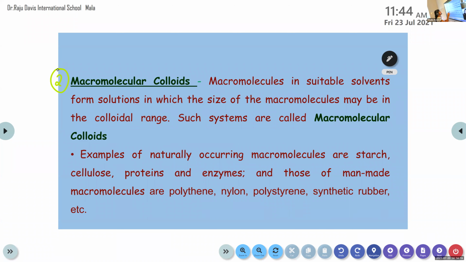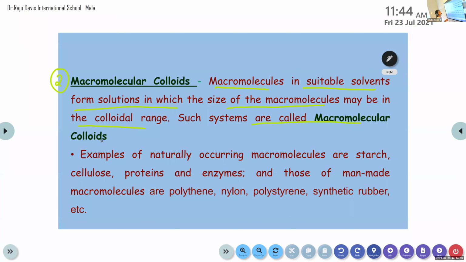Macromolecular colloids. So macromolecules, that means the molecules that are bigger in size, right? Macro. That's the difference between micro and macro, isn't it? Micro, that is too small. Macromolecules, that is big in size. So macromolecules in suitable solvents form solutions in which the size of the macromolecules may be in the colloidal range. Such systems are called macromolecular colloids. So here these macromolecules are dispersed in suitable solvents and form solutions, and these solutions are in the range of colloid. It belongs to the category of macromolecular colloids.